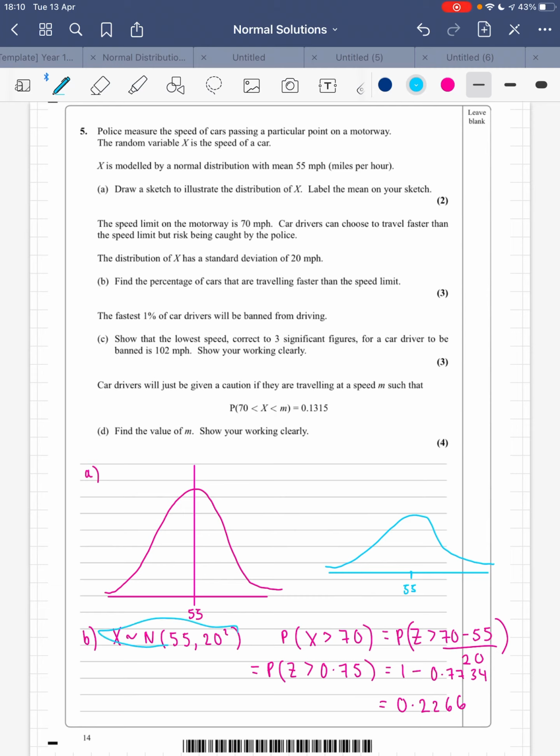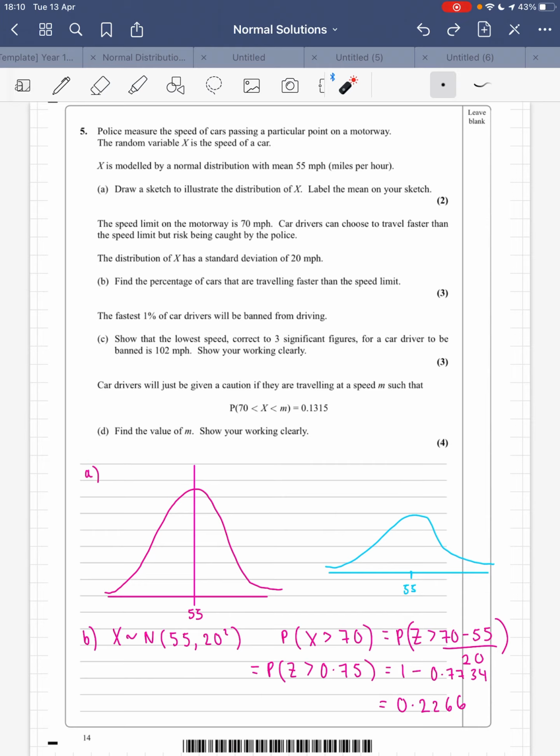So there's my distribution. Oh, I didn't realise I had to let the pen on. X is normally distributed with a mean of 55 and a standard deviation of 20. I'm trying to find the probability that X is greater than 70. I need to code it, put it into the standard normal distribution. So I minus the mean and divide by the standard deviation, meaning I'm trying to find the probability that Z, my standard normal distribution, is greater than 0.75.